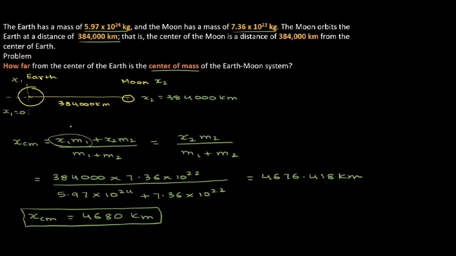Whenever in the question they give you the distance between two objects and not their position, you can assume the first object to be at a position of x equals 0, and the second object will be at a position of the distance given between them. And then you can use the rule for center of mass. Now let's go to the next question.